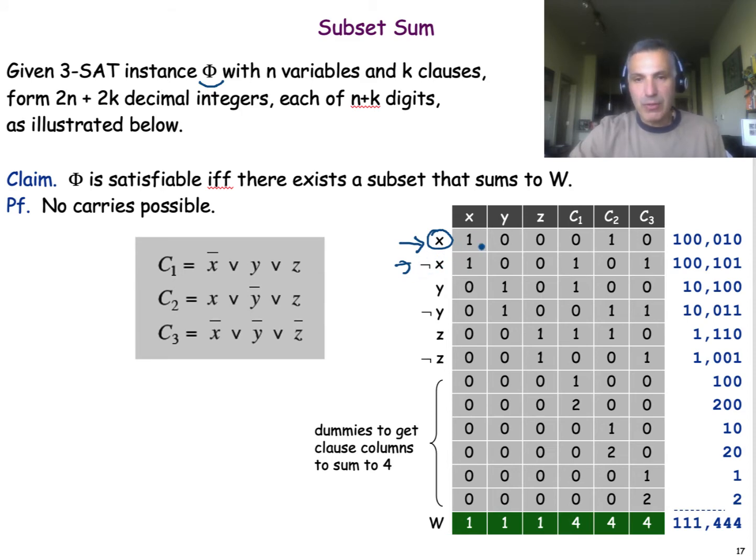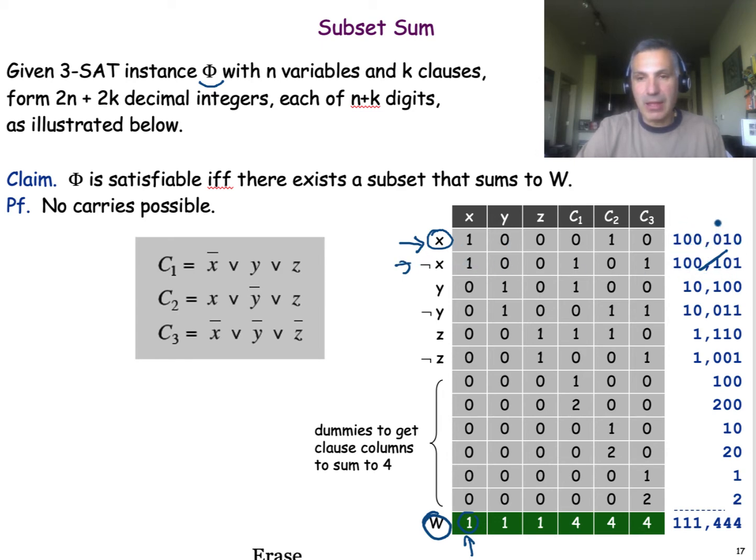We are forcing ourselves to select one and only one of these two numbers because the sum, this uppercase W that we will get, has to have 1 in the first digit. So if we would not select this number and we would not select this number either, then we would not be getting 1 in the first digit. If we would select both of these numbers, then we would be getting 2 in this digit. By having this digit being equal to 1, we're forcing ourselves to select either this number or this number, right?